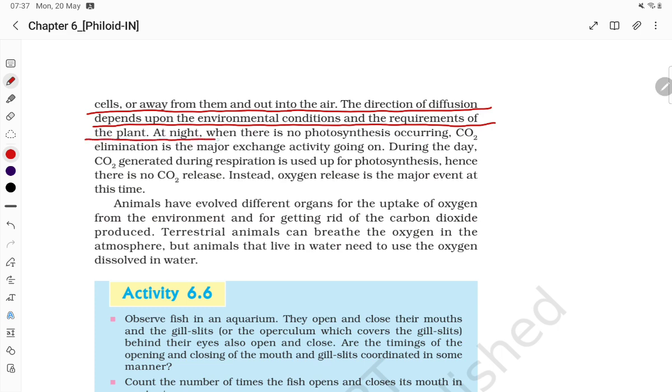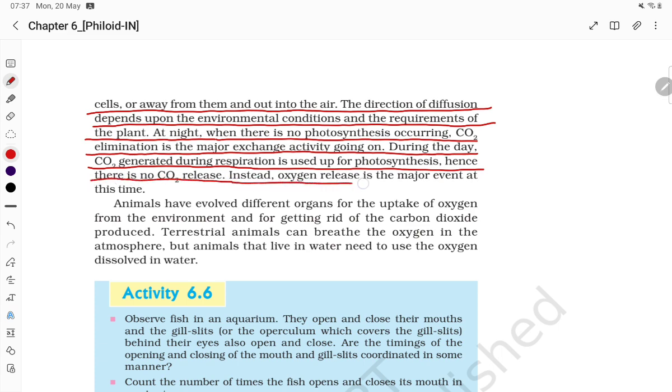At night, when there is no photosynthesis occurring, CO2 elimination is the major exchange activity going on. During the day, CO2 generated during respiration is used up by photosynthesis. Here, there is no CO2 release; instead, oxygen release is the major event at this time.